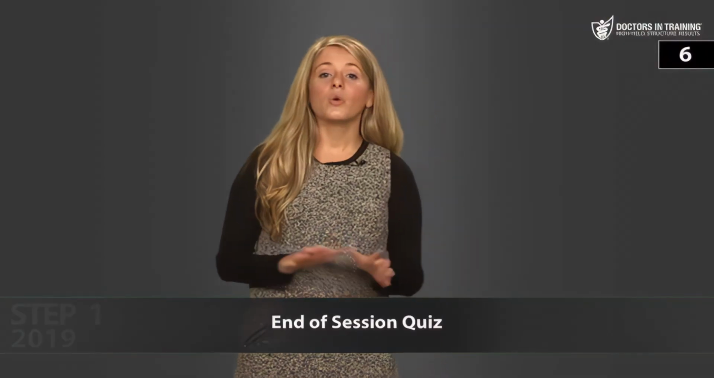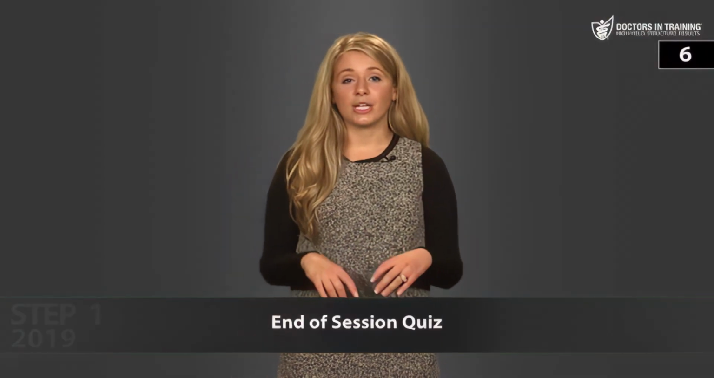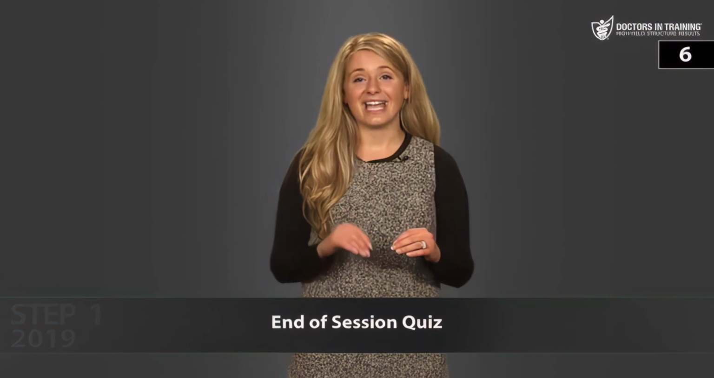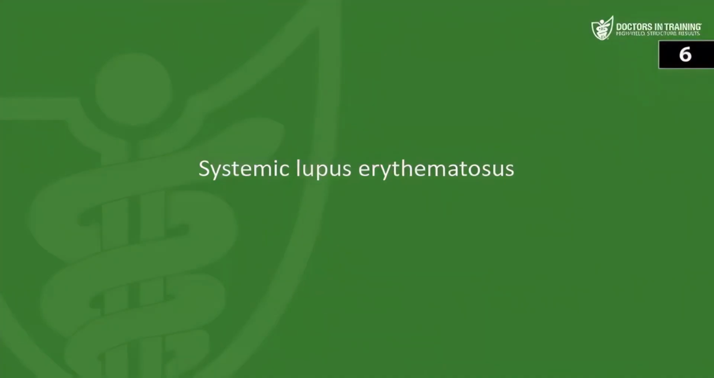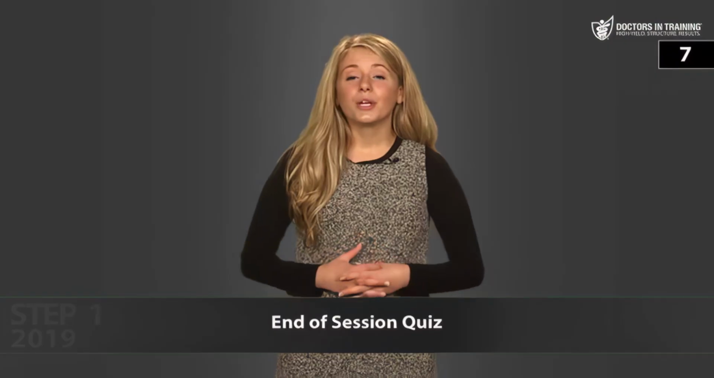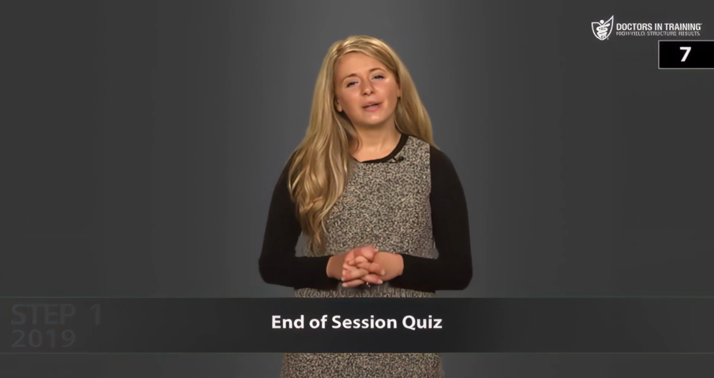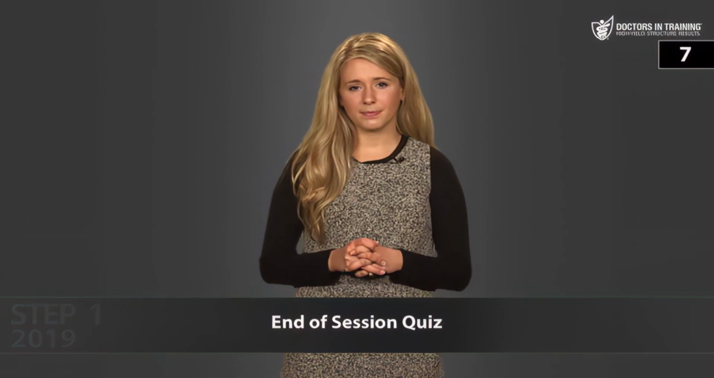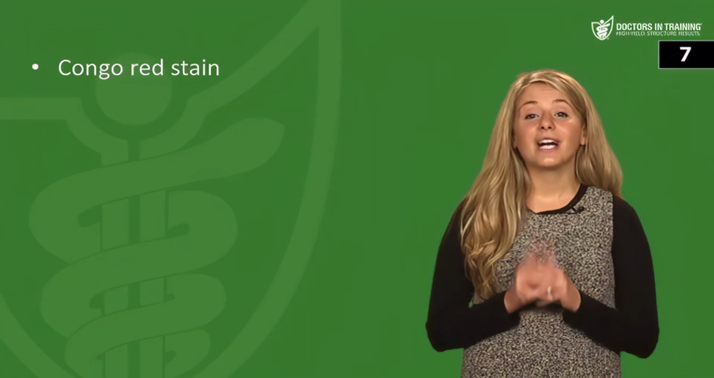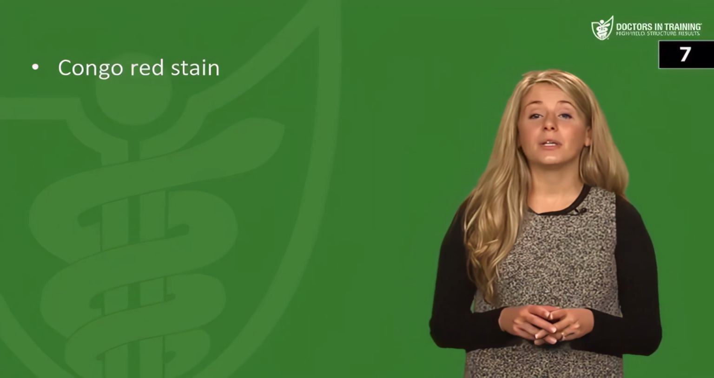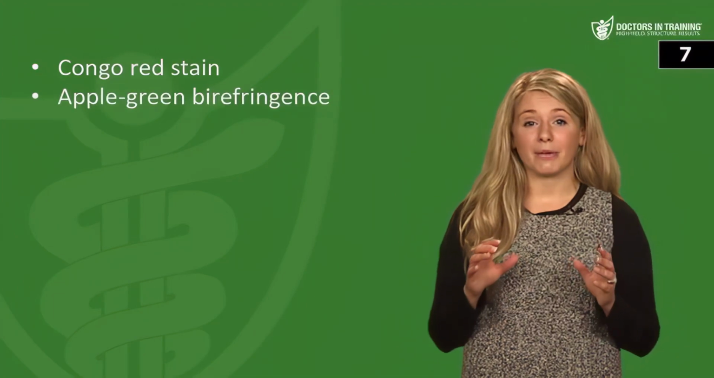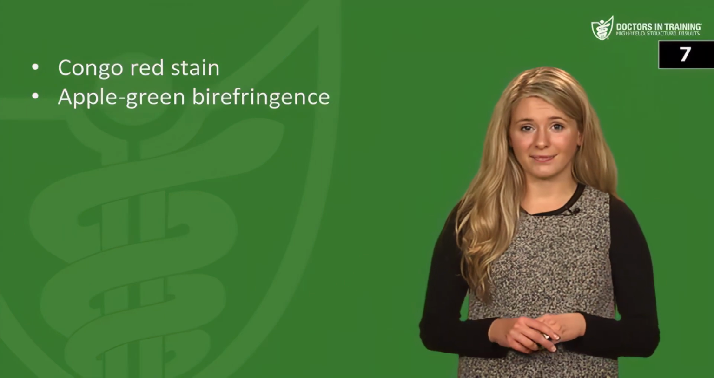Next question. Which autoimmune disease is associated with anti-dsDNA antibodies? That would be lupus, systemic lupus erythematosus. Which stain is used to identify amyloid microscopically, and how is this appearance described? It's the Congo red stain, and the amyloid protein shows apple green birefringence under polarized light.